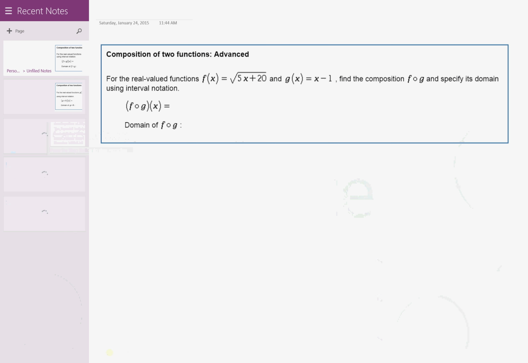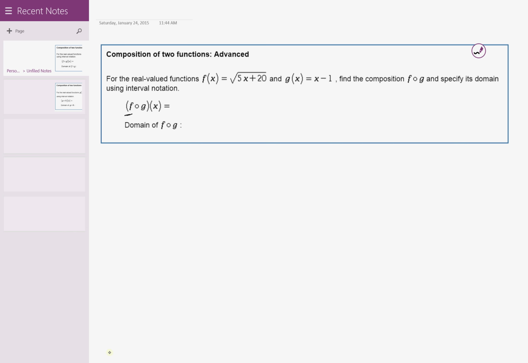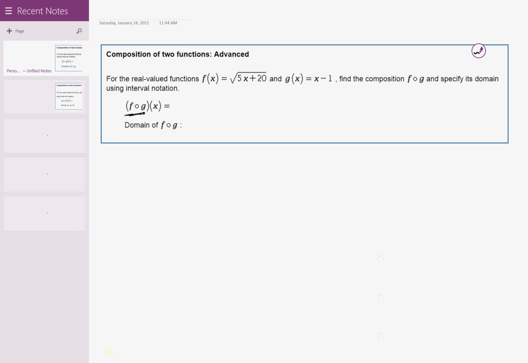To find the composition of two functions and the associated domain, the important thing to remember here is that I do not care whether f of x is defined. I care if f of g is defined. And in order to substitute g into f, g must be defined. So I need the domain of this, and I need the domain of this.